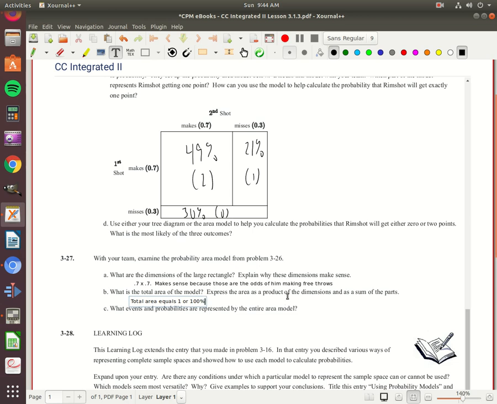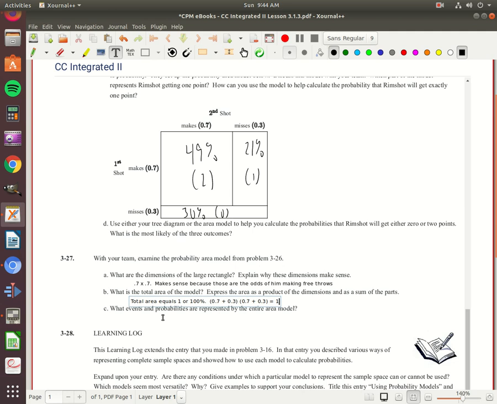Express the area as the product of the dimensions as the sum of the products. So yeah, I'm not really sure what they're getting at here. I think they're probably saying something like 0.7 plus 0.3 times 0.7 plus 0.3 equals 1. So again, 0.7 plus 0.3 times 0.7 plus 0.3 equals 1.